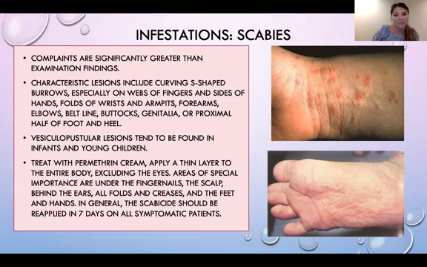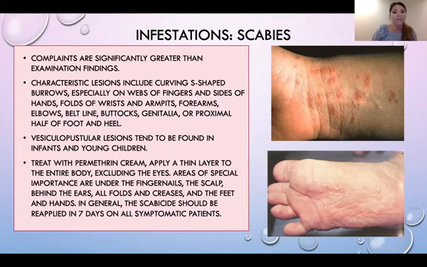So in infants and young children, sometimes instead of the little burrows, they can have these vesicular pustular lesions. You can see that on the foot on the bottom there. So just look out for those. Looks a little bit different. We treat this with the permethrin creams, the same thing that we use to treat the lice.